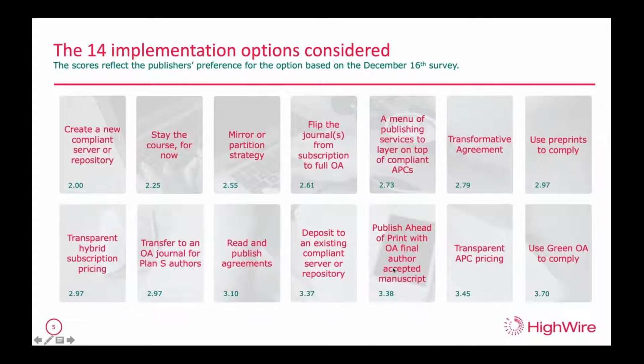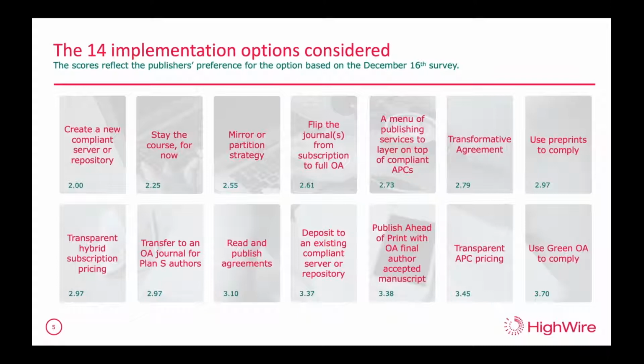Publish ahead of print with final author-accepted manuscripts. Author-accepted manuscripts are now being published open access on a journal site by several publishers, and the question was, is this a route to compliance? Transparent APC pricing. If there are hard or soft caps that are going to come in on APCs, the thinking here is that the only way to get past those for very selective journals would be to demonstrate the appropriateness of the APC. And then finally, bottom right was Green OA itself, without an embargo and with CC BY, offering authors a path to compliance.